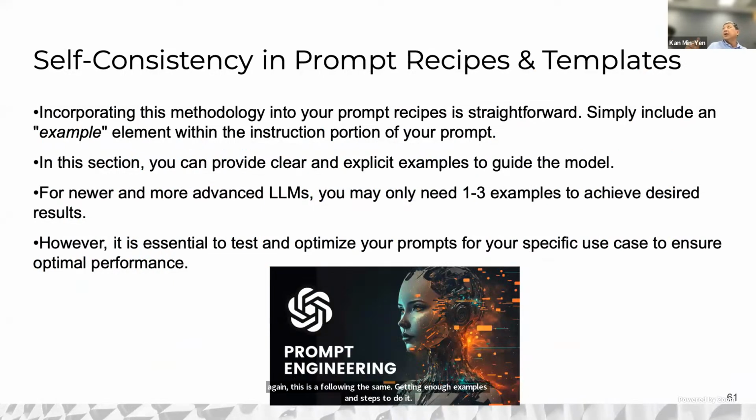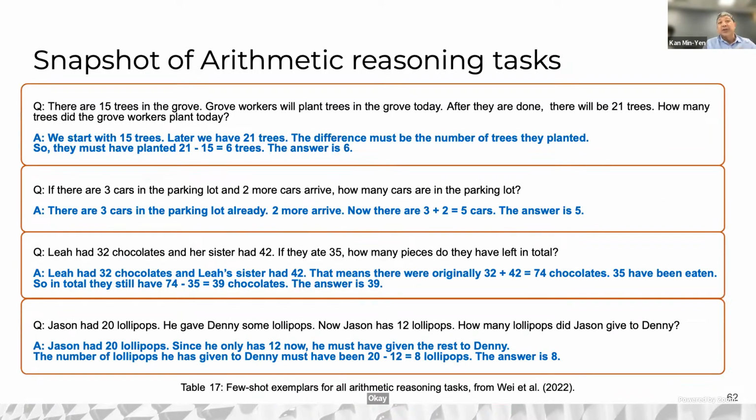So for self-consistency we have prompt recipes and templates. Incorporating the method is quite straightforward. You basically give example exemplars, but with a new question, you only need one or three examples to get the results. Later we'll see there are some better methods as well. I will give some examples here, some snapshots of arithmetic reasoning. Again, it's taken from the paper. There were a lot, but I just picked the first four or five of them.